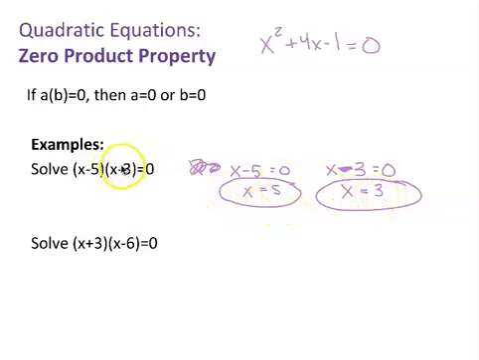Same goes for 3. If we plug in 3, we would get 3 minus 5 is negative 2, but then here's the important part. 3 minus 3 is 0. 0 times anything equals 0. So these are our two solutions.